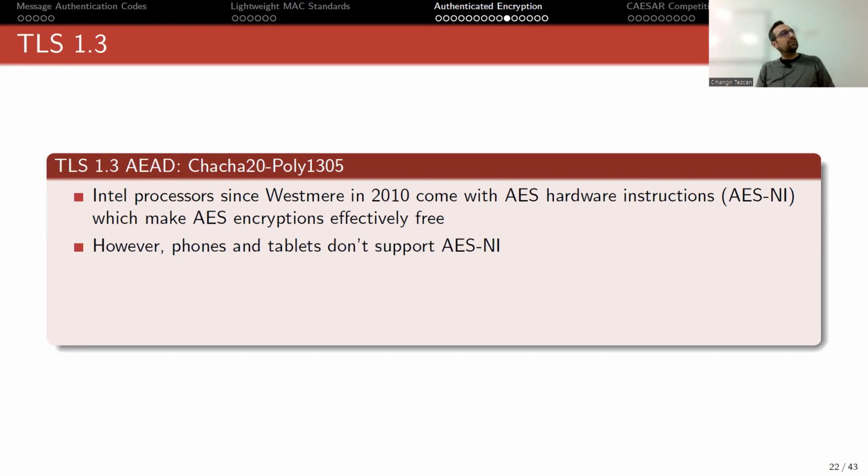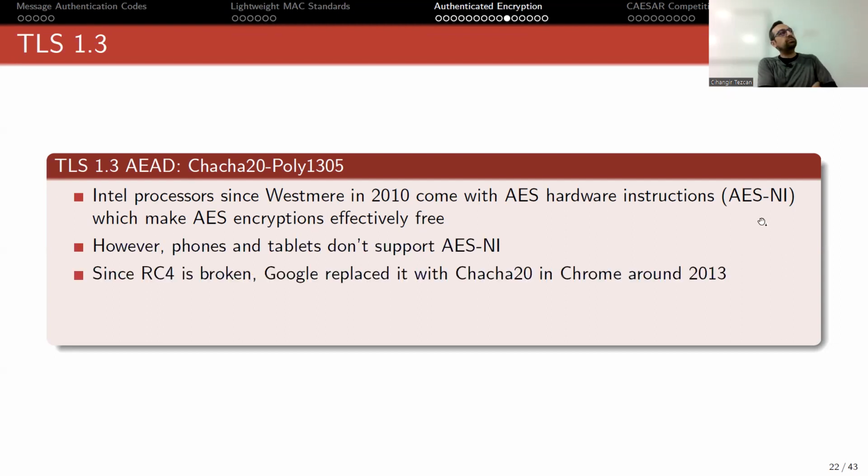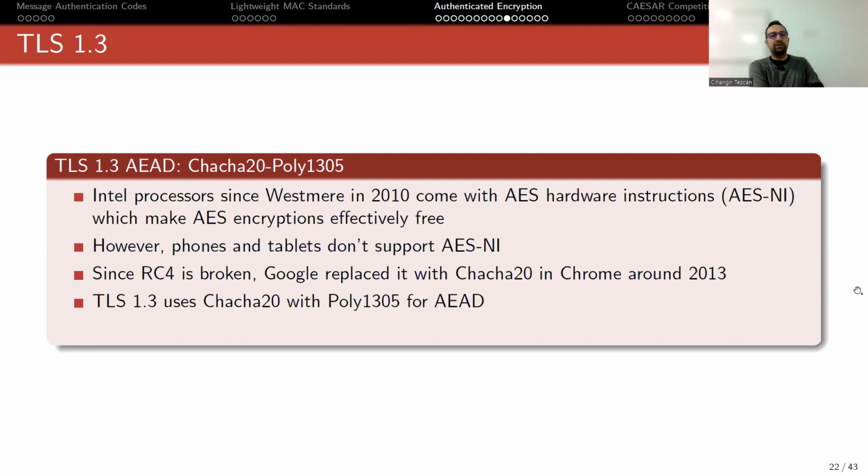So in those devices, having an encryption algorithm that is more battery friendly or faster than AES might be good for your battery consumption, right? Actually, this was the reason why Google adopted it. And in their Chrome browser, they were using it on your mobile phones anyway for years. So since RC4 is broken, Google replaced it with ChaCha20 in Chrome around 2013.